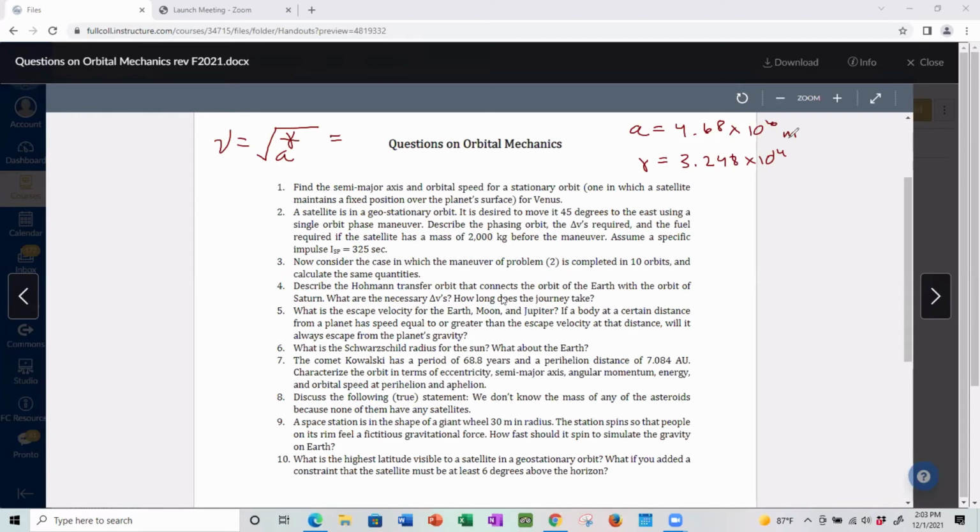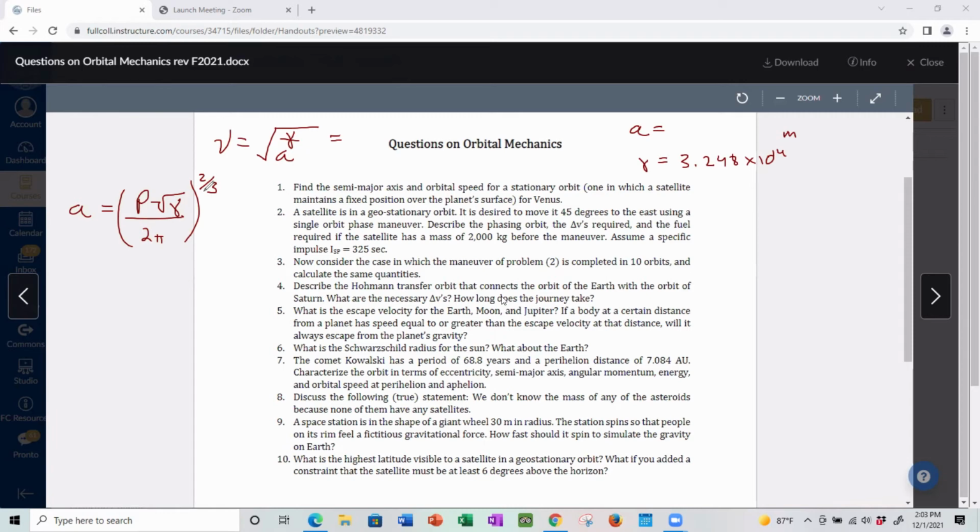Oh, wait a moment. I just realized that I made a mistake. We've got to redo A. I made a mistake calculating it. A is going to be equal to P times the square root of gamma divided by 2 pi, not to the 3/2, but to the 2/3. So let's do that again.